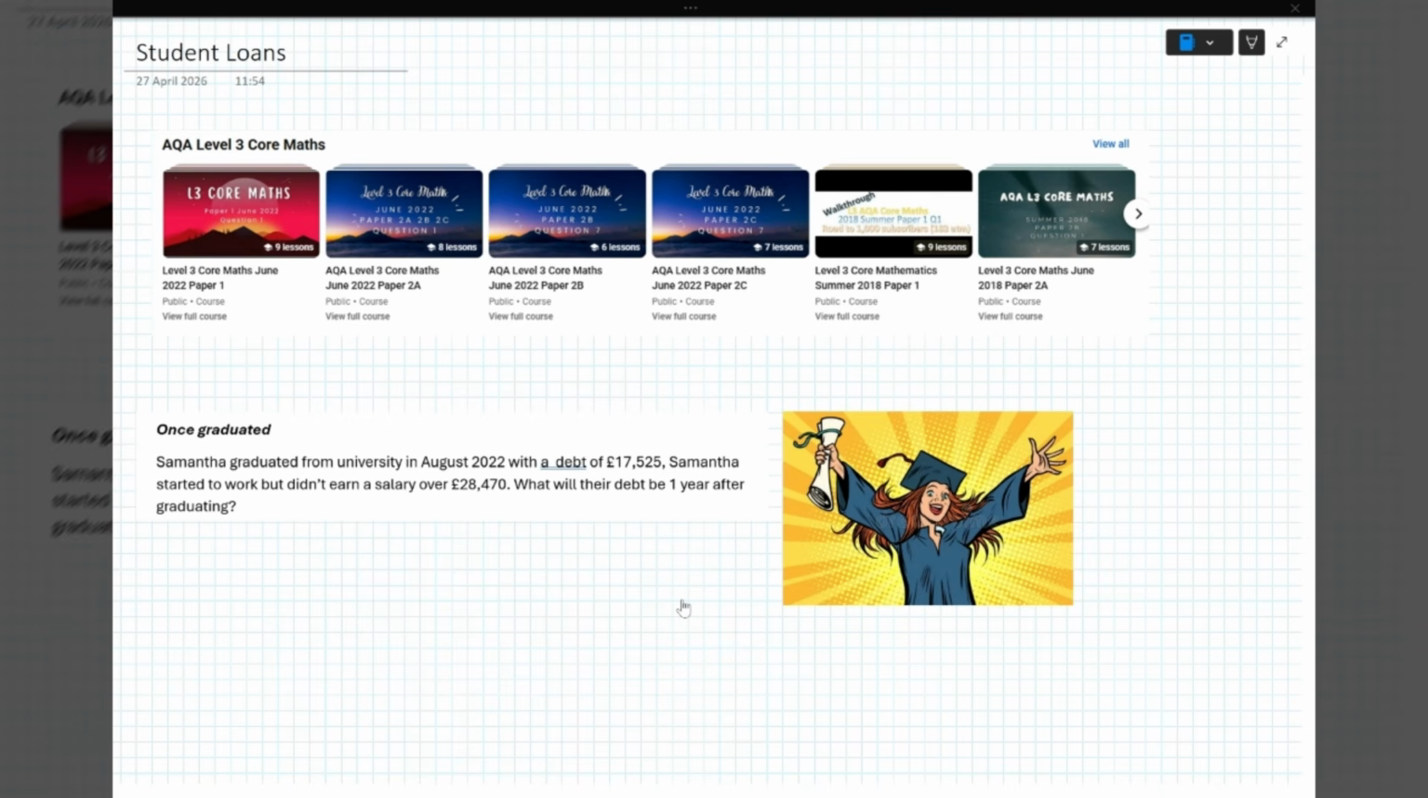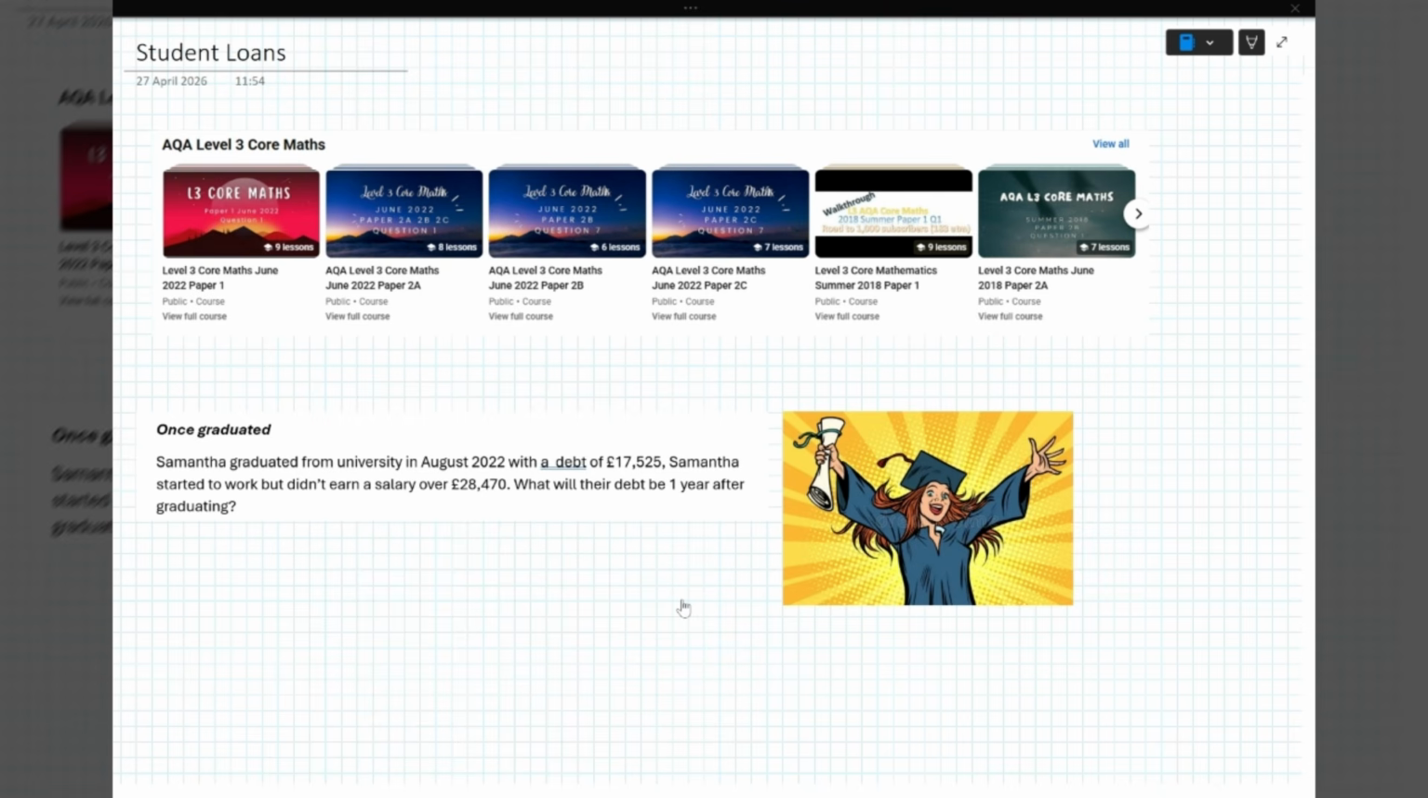But if you are earning over 28,470, as it says right at the bottom of the prelim material, you will start to pay 9% back. So then the question would become, how much debt would they have? You'd add the interest on with the RPI onto the debt, but then you'd be taking off the salary contributions as well. So everything would become quite complicated. So I don't predict a question coming up like that.